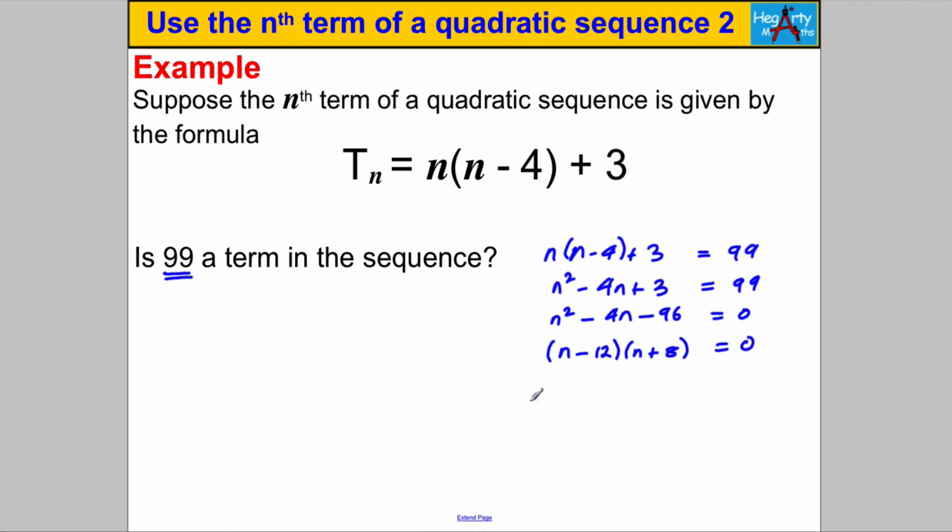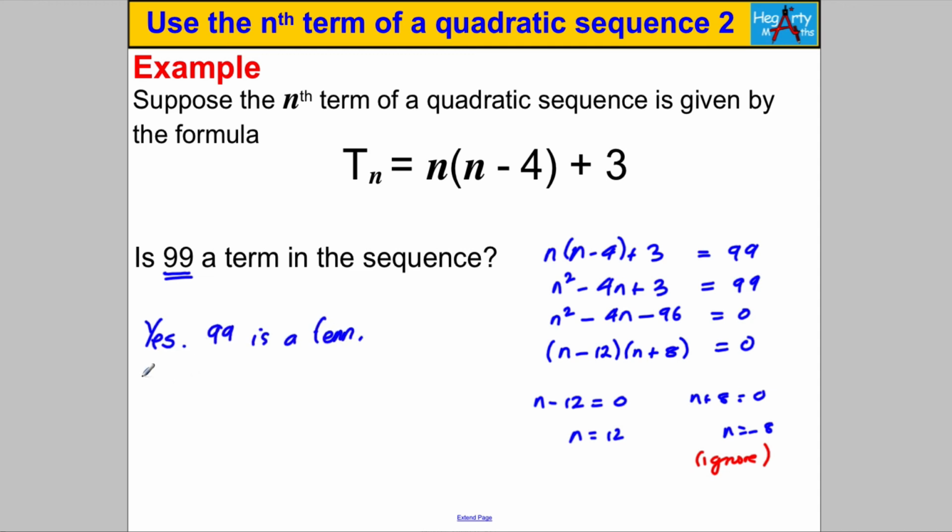So that does factorize. This gives us n subtract 12 is equal to 0, in which case n is 12. And it gives us n add 8 is 0, in which case n is equal to negative 8, and we clearly ignore that solution because we don't care about negative n. So the question was, is 99 a term in the sequence? Therefore the answer is yes, 99 is a term. It is the 12th term of the sequence.